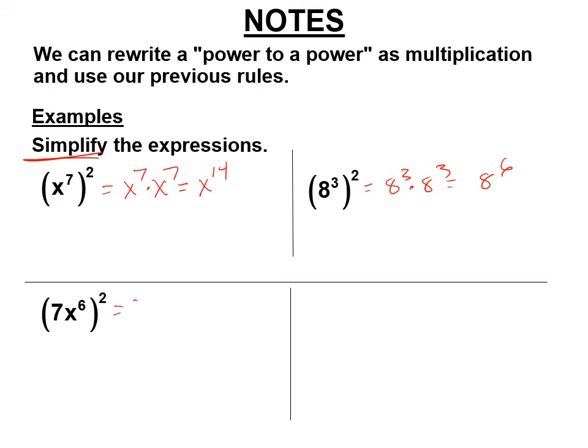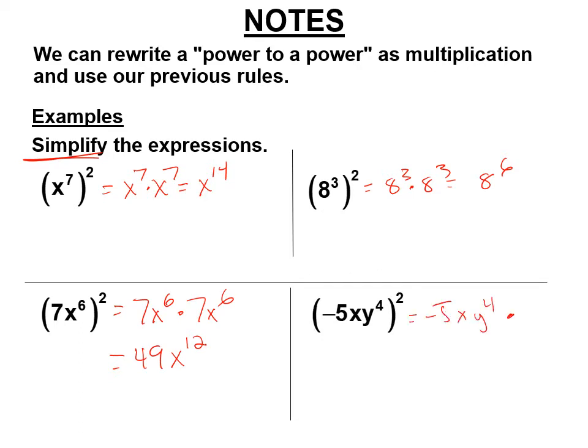All right, so this is 7x to the 6th times 7x to the 6th, which is, now those are coefficients, so they actually get multiplied, and then 49x to the 12th. And this is negative 5xy to the 4th times negative 5xy to the 4th, which is positive 25x squared y to the 8th.